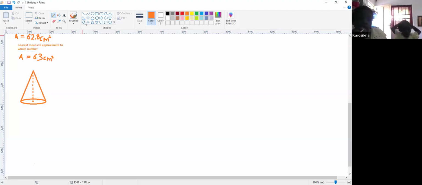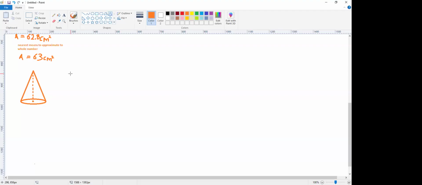Okay, don't worry. Let me help you. I want you to think about cutting a cone into three equal parts.